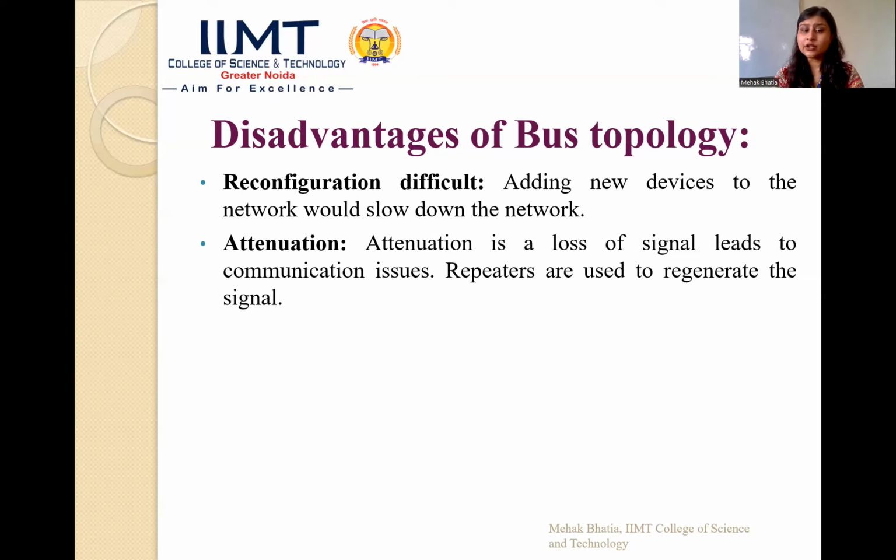Next is attenuation. Attenuation basically means loss of signal that leads to communication issues. And to resolve this attenuation problem, a device known as a repeater is used to regenerate the signal. So this was all about the bus topology.